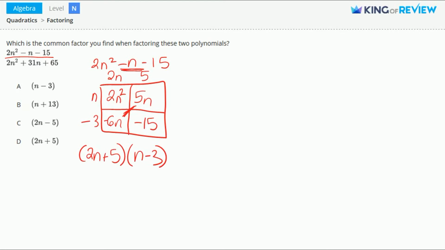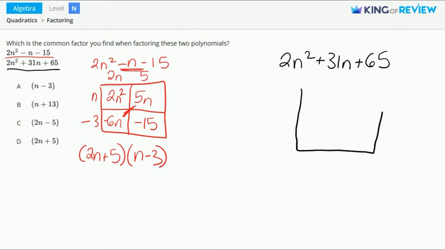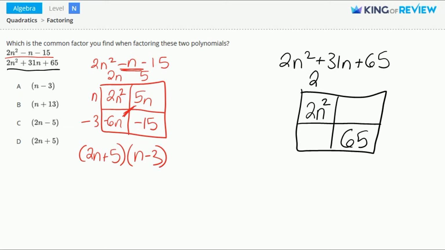Now let's work on the second polynomial, and I'll do this one in black. So we have 2n squared plus 31n plus 65. And again, I'm going to use the factorization box to factor this. So I'll put my n squared term here and my constant, which is 65, down here. And what two terms multiply together to give 2n squared? 2n times n give 2n squared.